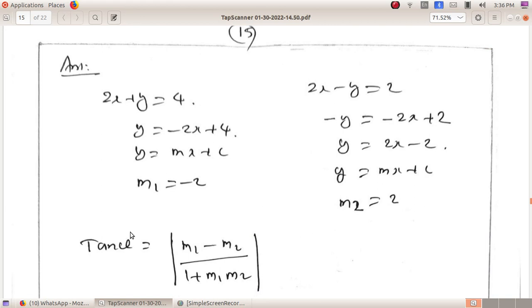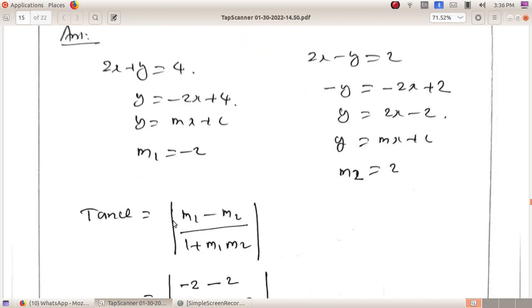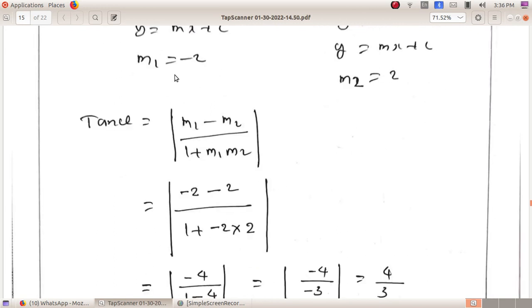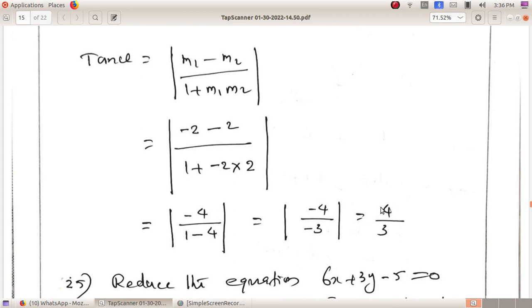Okay. Then you learn this formula by heart. Tan theta is equal to modulus of m1 minus m2 divided by 1 plus m1 m2. So apply here, m1 is minus 2, m2 is equal to 2. So you will get the answer, minus 4 by minus 3, that is 4 by 3.